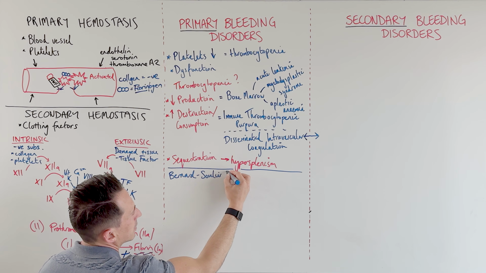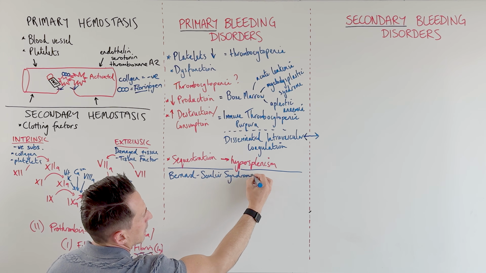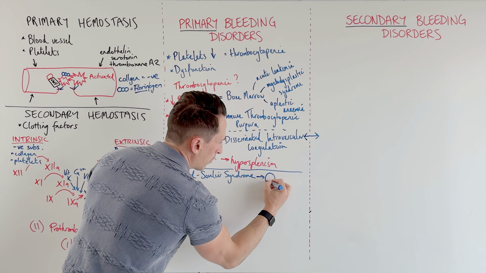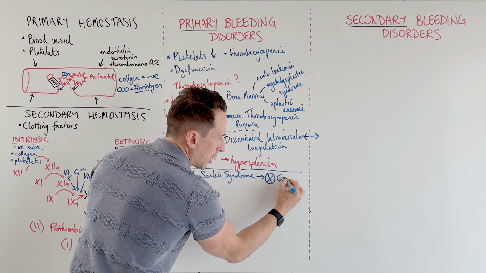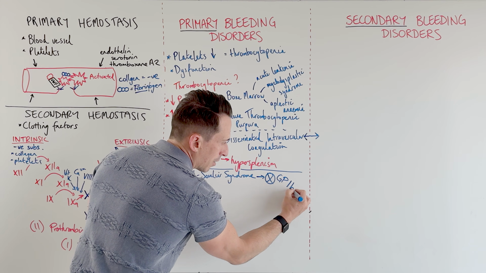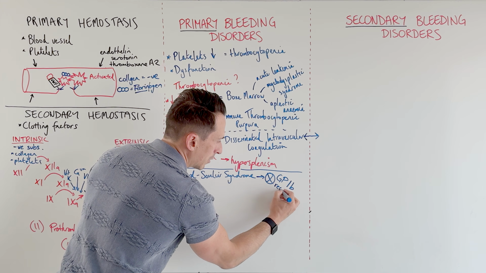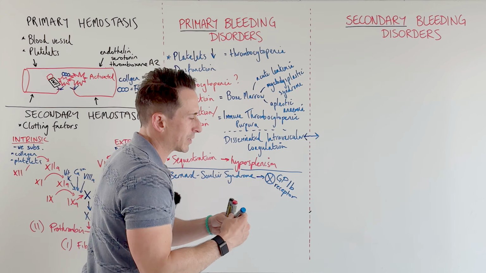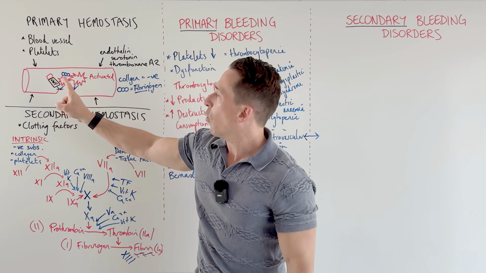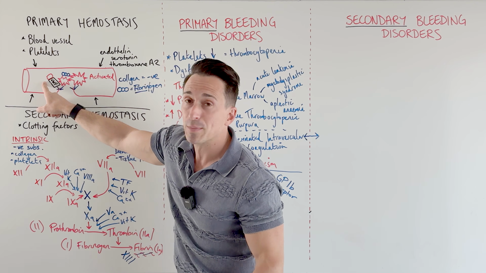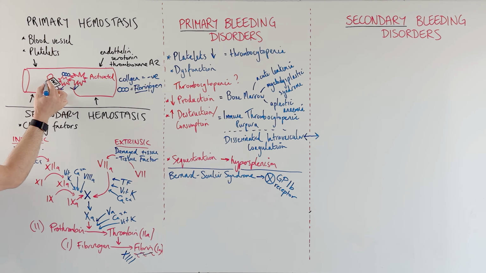Bernard-Soulier syndrome. And what Bernard-Soulier syndrome is, it's a problem with a receptor. And this receptor is called GP1B, glycoprotein 1B. It's a receptor. I'll write receptor so you don't forget it. Where is this receptor? Well, here. Where the platelet binds to von Willebrand factor, that receptor is called GP1B. So right here, we have GP1B. That's the receptor here.